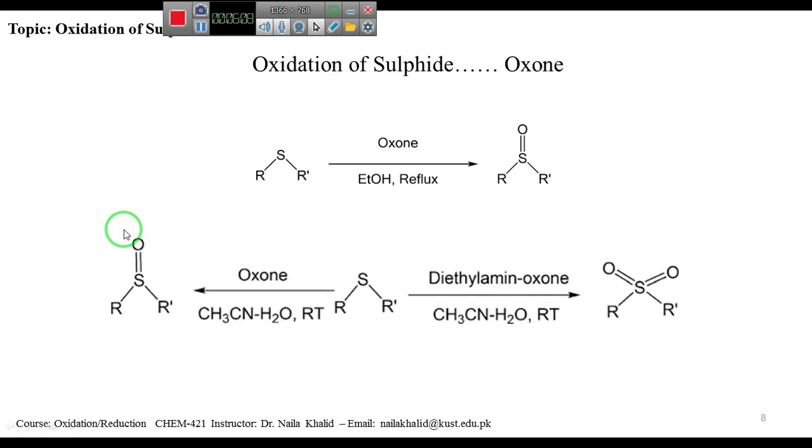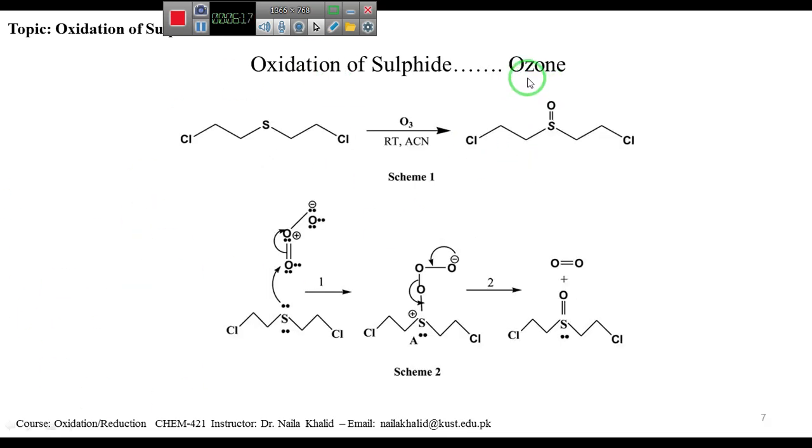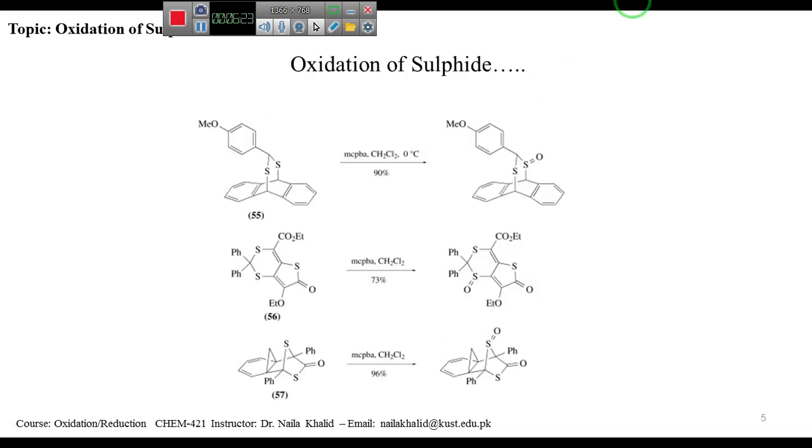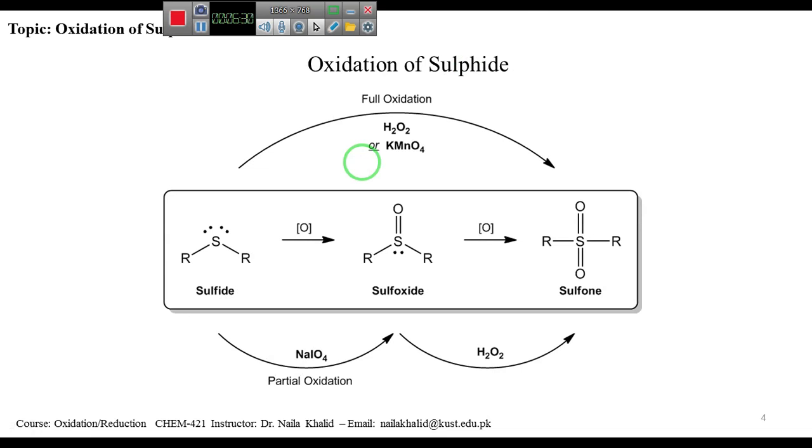So this is the end of the lecture. We have discussed that we have oxidized sulfides with oxone, with ozone, and with hydrogen peroxide, and we have also used metachloroperbenzoic acid as an oxidizing agent for sulfide, and potassium permanganate as well as sodium iodate as oxidizing agents. So this is the end.